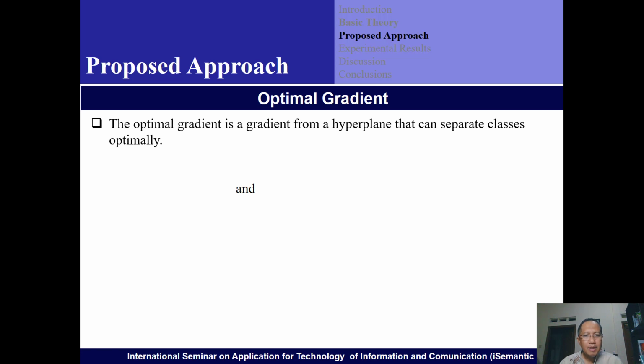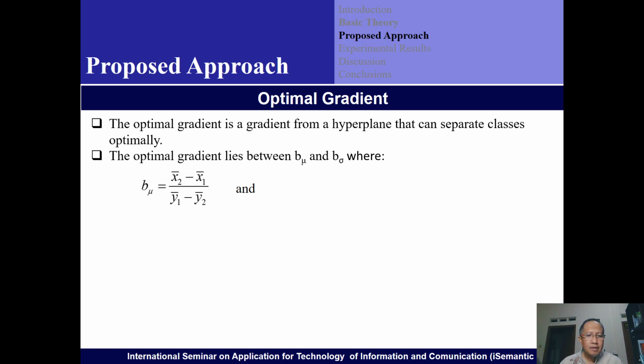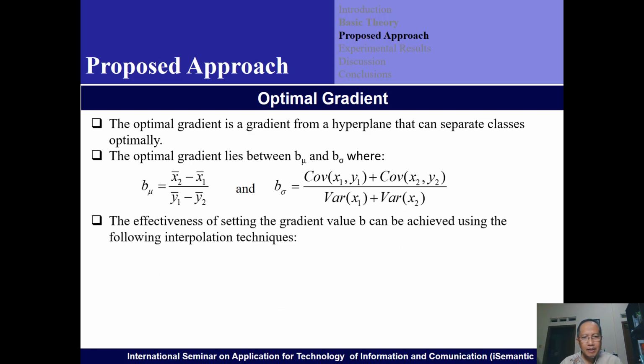The optimal gradient is a gradient from a hyperplane that can separate classes optimally. The optimal gradient lies between p_mu and p_sigma, where the effectiveness of setting the gradient value p can be achieved using the following interpolation technique.